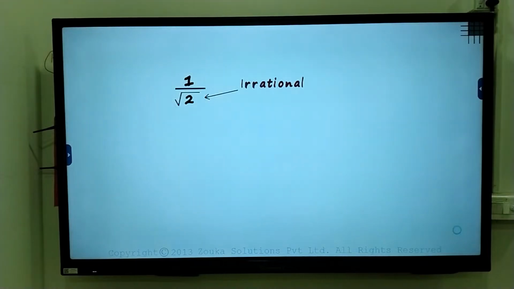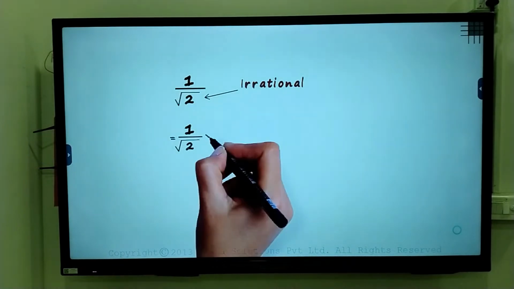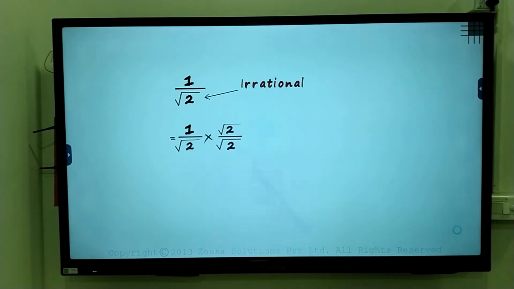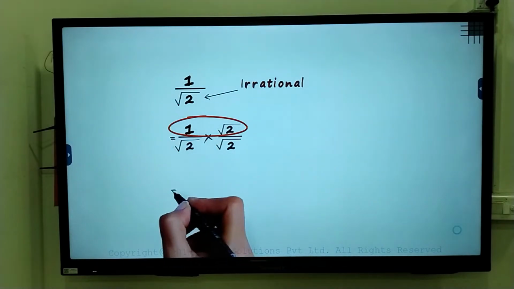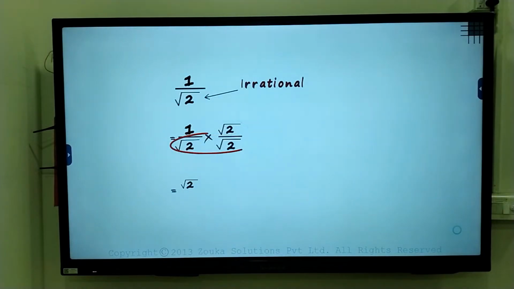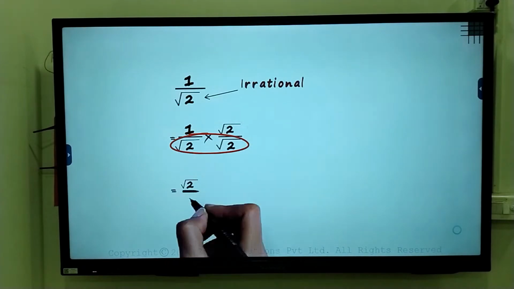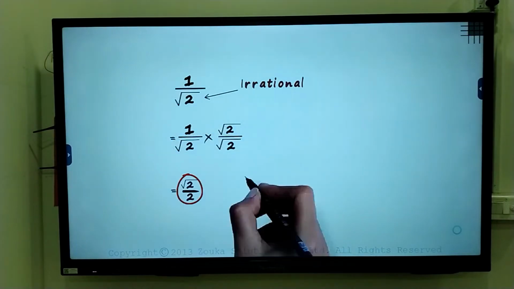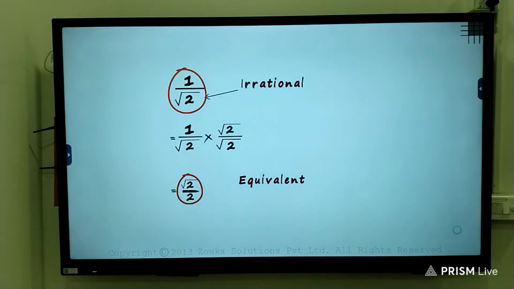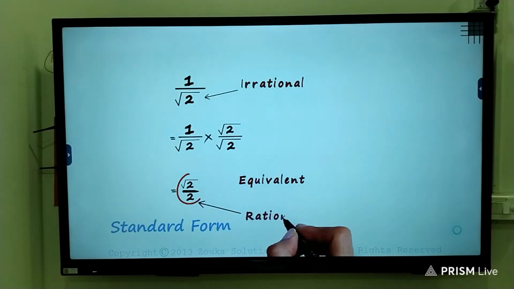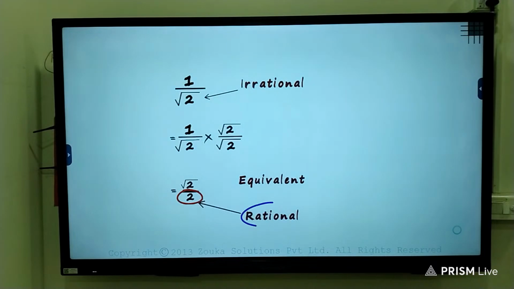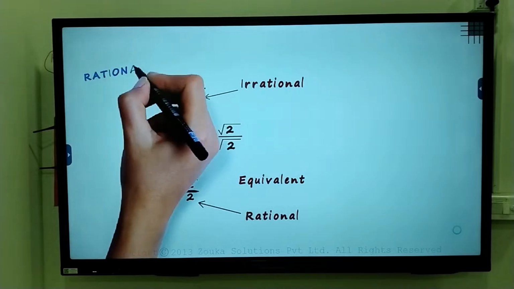It's simple. This can also be written as 1 by root 2 multiplied by root 2 divided by root 2. In effect, we are multiplying this expression with 1 since this equals 1. 1 multiplied by root 2 will give us root 2 in the numerator, and root 2 multiplied by root 2 gives us 2 in the denominator. This expression is equivalent to this one, but we have made the denominator rational. This is the standard form. Doesn't matter what the numerator is, the denominator has to be rational. This process of making the denominator rational is called rationalization.